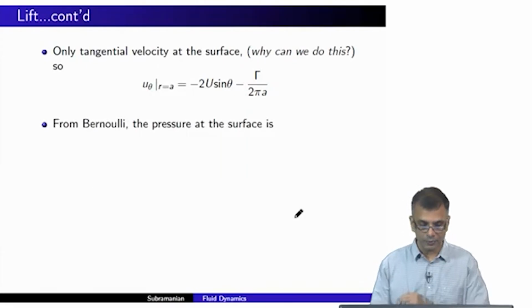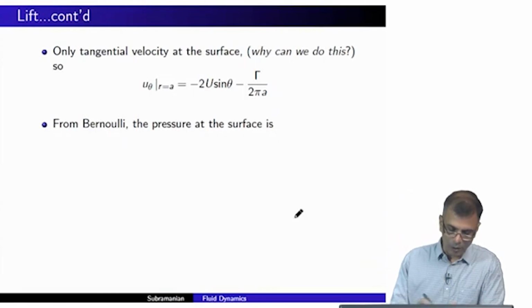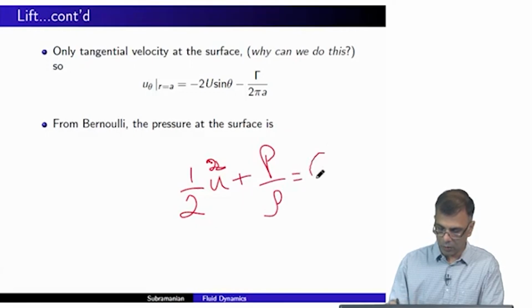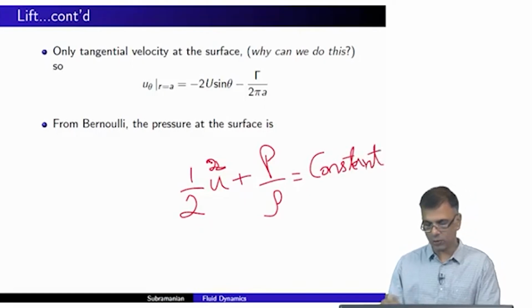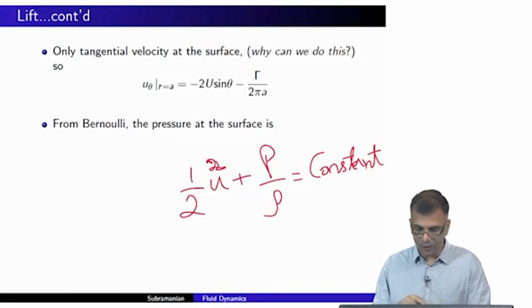Okay, so that's what you get. And you remember Bernoulli's theorem, right? So Bernoulli essentially tells you 1/2 u squared plus p over rho equals constant. Right? This is what Bernoulli is telling you. And since the ball is relatively small, we don't have to worry about gravitational potential. Right? So this is constant.